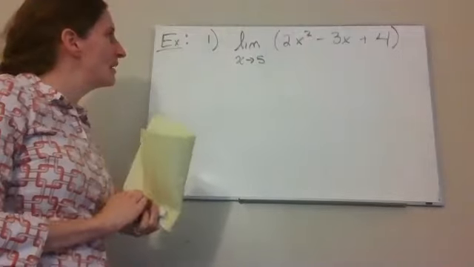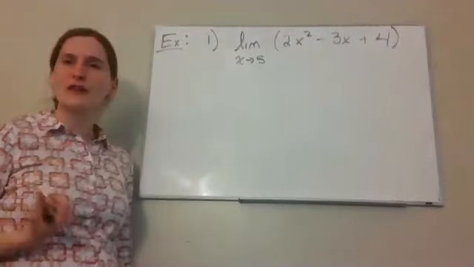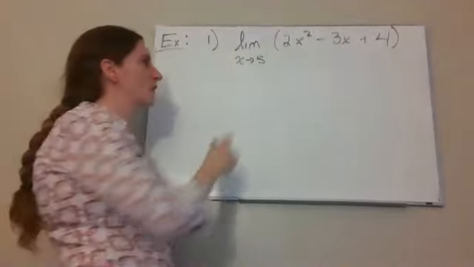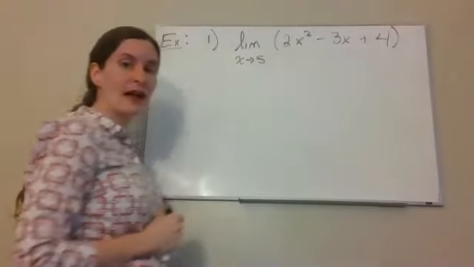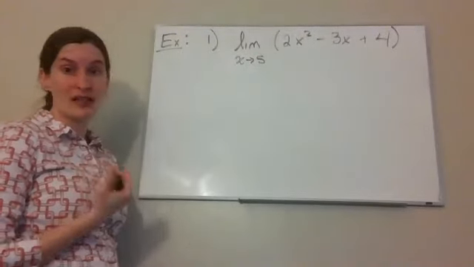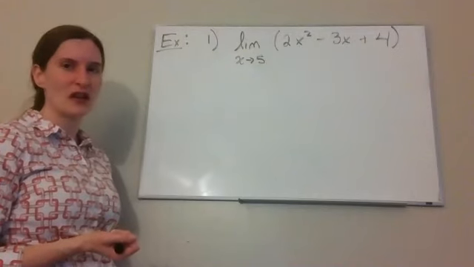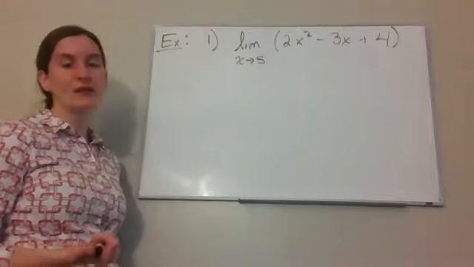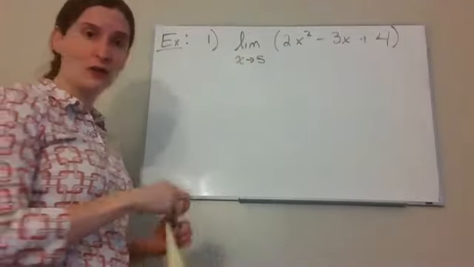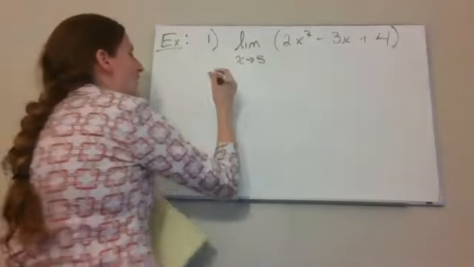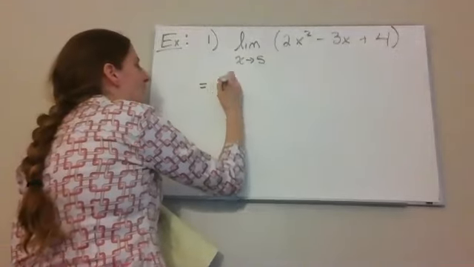So when you have a limit like this to calculate, the first thing that you should try to do is simply plug that number in for x, because if you actually get an answer that way, you're done, and it usually doesn't take too long to check that. So I would always try just direct substitution first. So let me plug that 5 in and just see what happens.